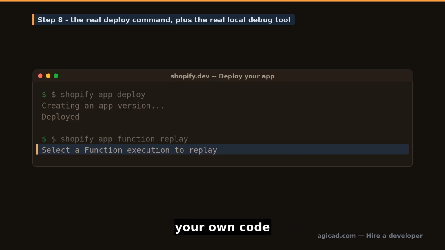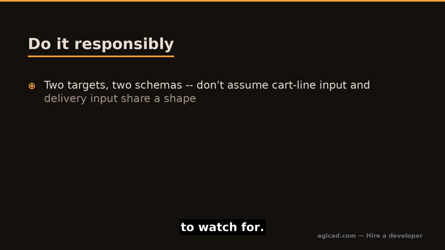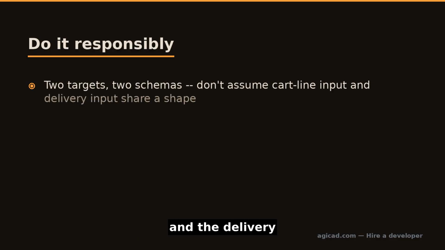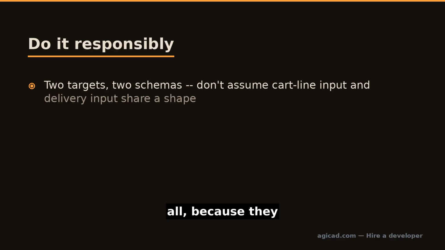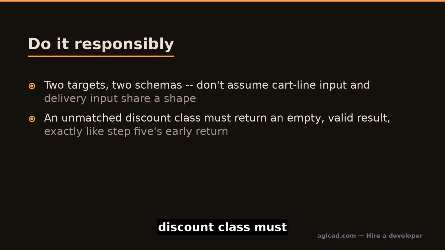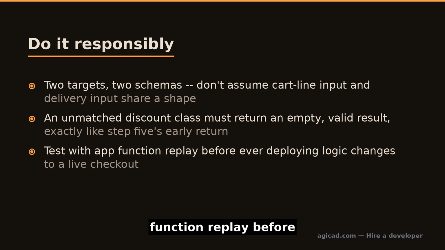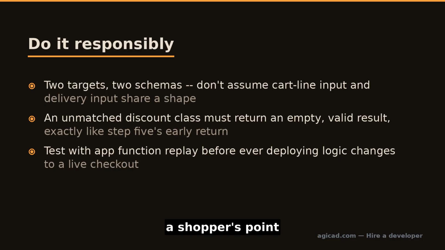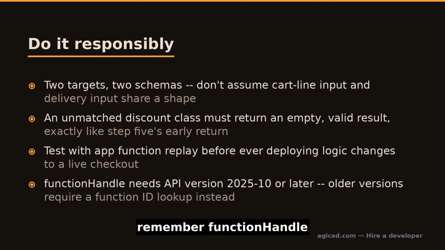A few things to watch for. Two targets means two schemas. Don't assume the cart line function's input and the delivery function's input share any shape at all, because they don't. An unmatched discount class must return an empty, valid result, exactly the pattern step 5's early return demonstrated, never an error and never a panic. Always test with app function replay before deploying any logic change to a live checkout, since a broken function fails silently from a shopper's point of view. And if you're wiring up that mutation from step 7, remember function handle only works this simply on API version 2025-10 or later. Older versions need a separate function ID lookup first.